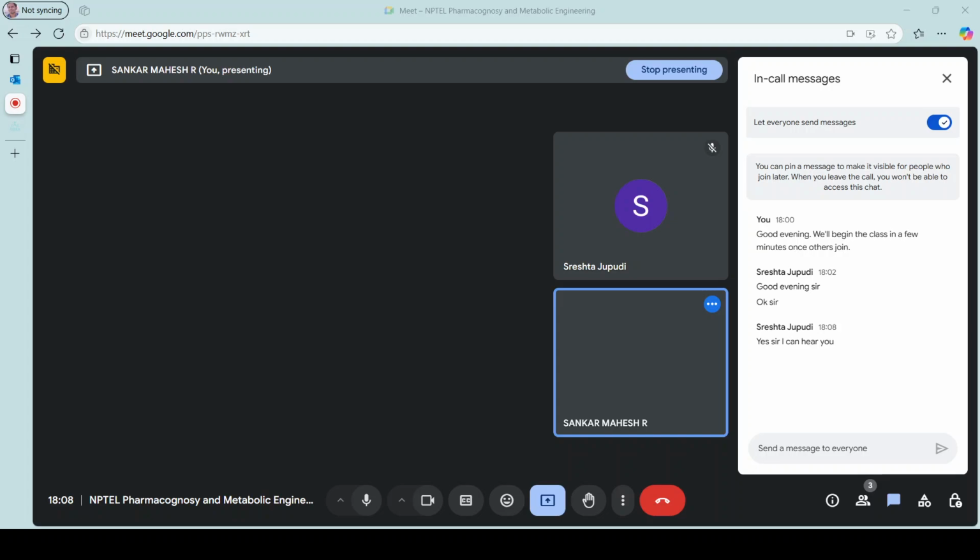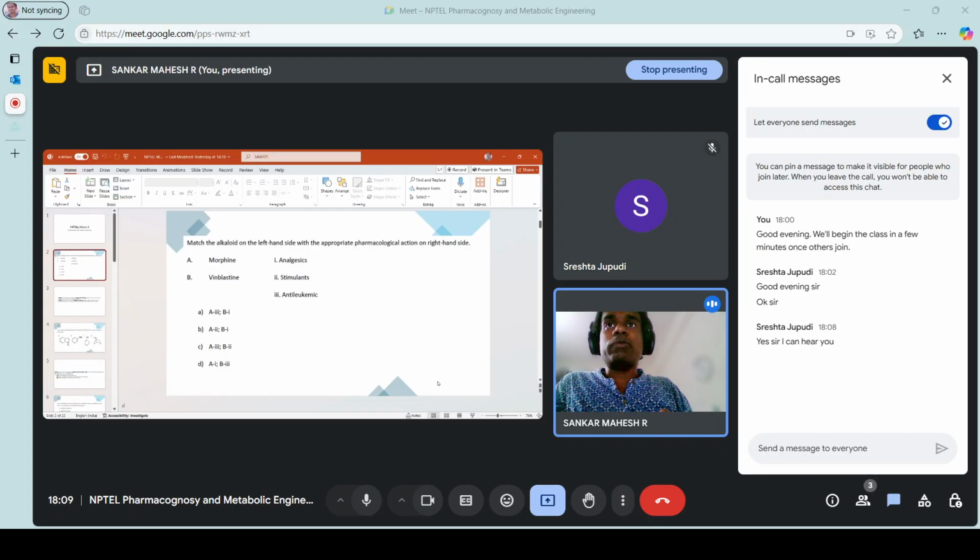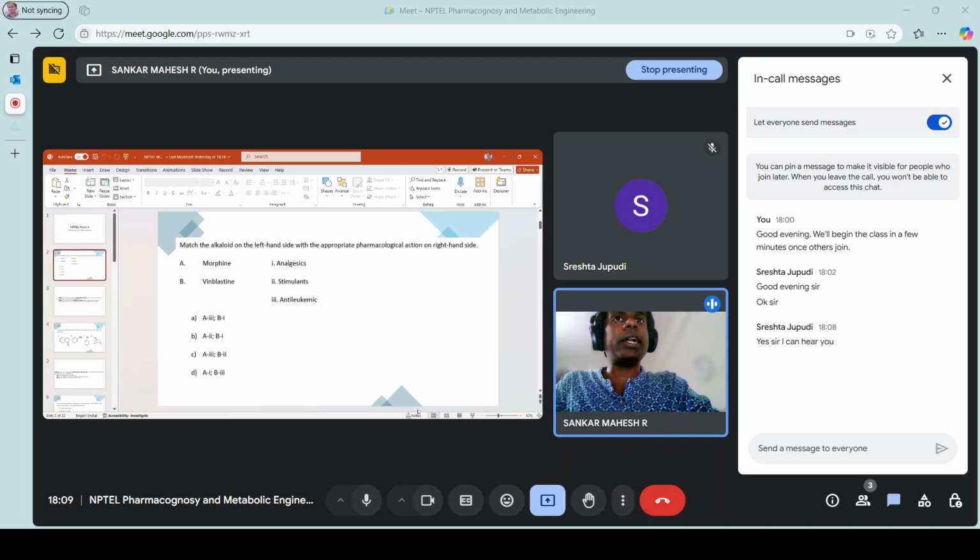The question is, match the alkaloid on the left-hand side with the appropriate pharmacological action on the right-hand side. The options given on the left-hand side are morphine and vinblastine, and on the right-hand side, analgesic, stimulants, and antileucemic. You can take a couple of minutes and start by describing what analgesics are and what antileucemics are. Then we'll look at the right answer. You can take a couple of minutes and then unmute.